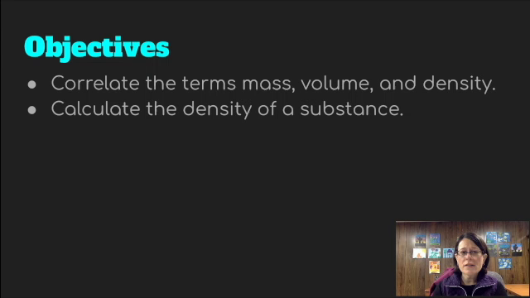So our objectives for this section were to correlate the terms mass, volume, and density, and we did that in an equation, D equals M divided by V, density equals mass divided by volume, and to calculate the density of a substance, and we learned how to do that. We're going to be practicing that in class with a worksheet, and we're also going to be calculating the density of many objects in lab.